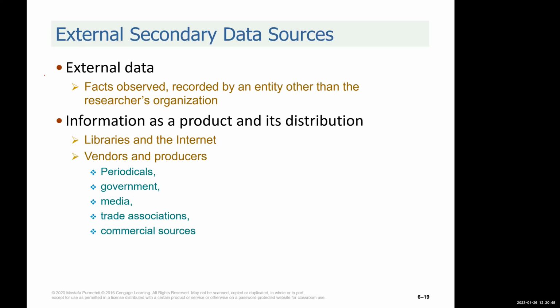For external data, you can go to journals, government websites, media like Bloomberg, Forbes, Fortune. You can go to trade associations, and they all have websites and data sets online. Or you can even go and buy data or reports that are for sale.